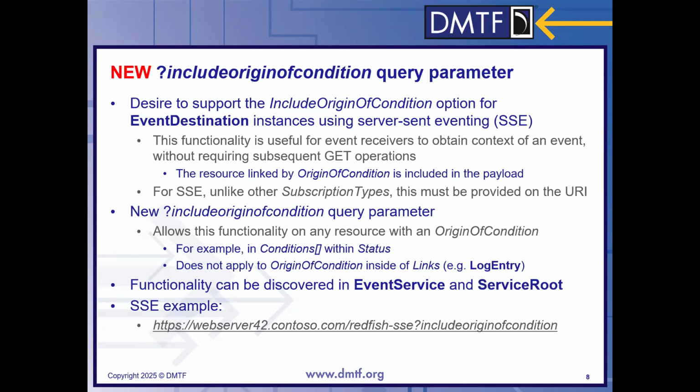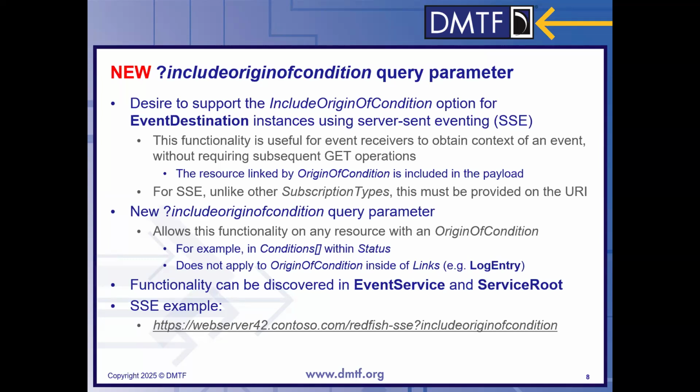When looking at SSE, there is no way to specify that, and so we added a new query parameter just to do that. So when you do a get operation on the SSE URI to start up your event stream, you now have this new include origin of condition query parameter to tell the service, as you're pumping data out through the SSE stream, when you send an event, also expand the origin of condition.